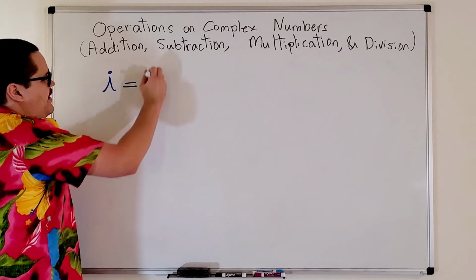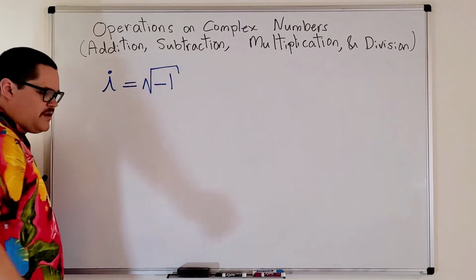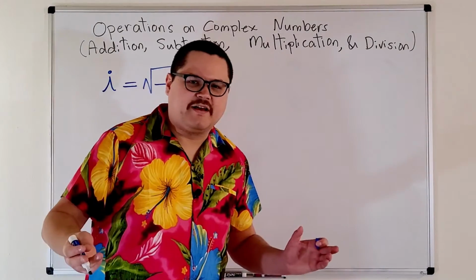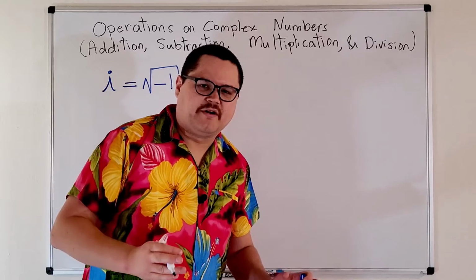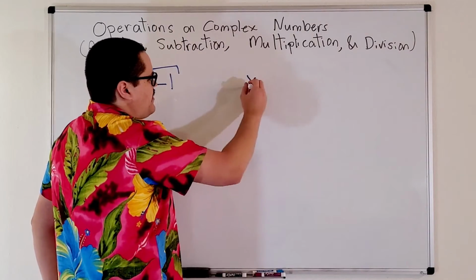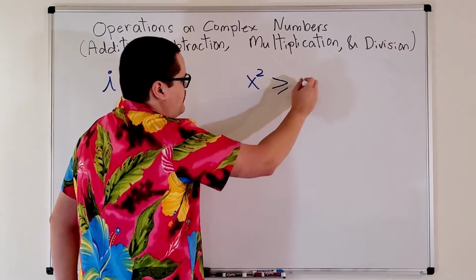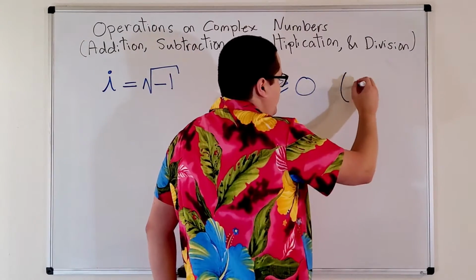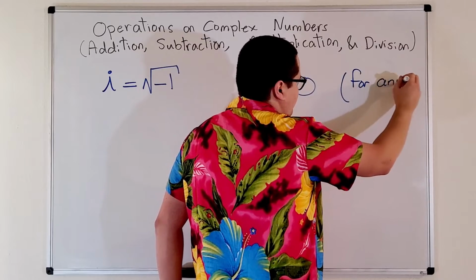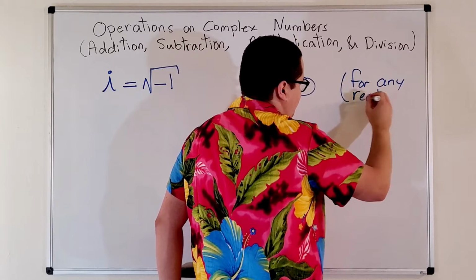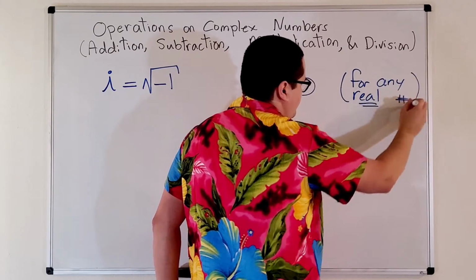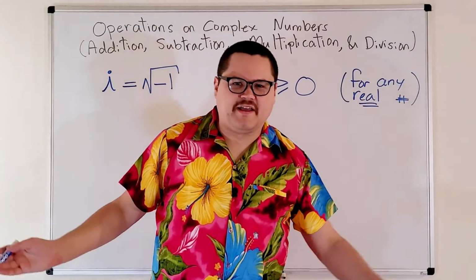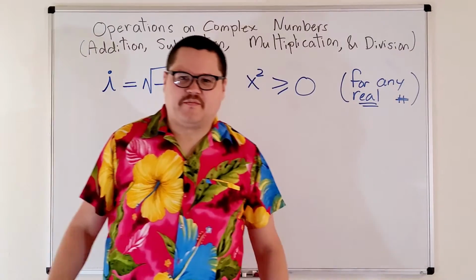So i is an imaginary number. We know that for any real number, x squared is greater than or equal to 0. Right? For any real number, meaning any number that could be represented on the standard number line, including negative numbers and 0.